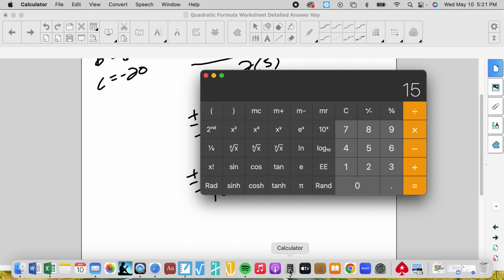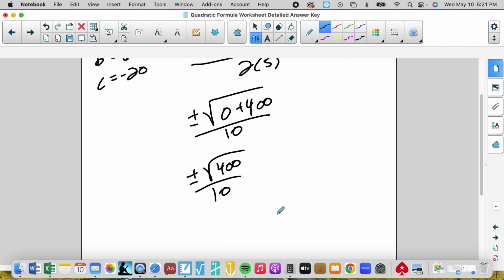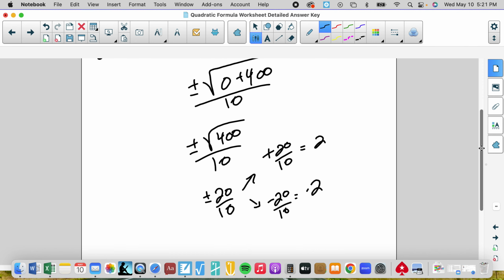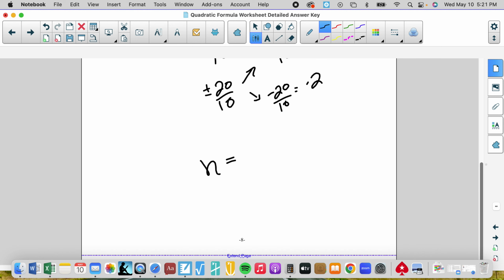We can use our calculator here just to see if it was a perfect square, which it is: 20. So you get plus or minus 20 over 10. So that is plus 20 over 10 and negative 20 over 10. That equals 2. This equals negative 2. So my solution with the variable n equals plus or minus 2. I would also accept negative 2 comma 2.